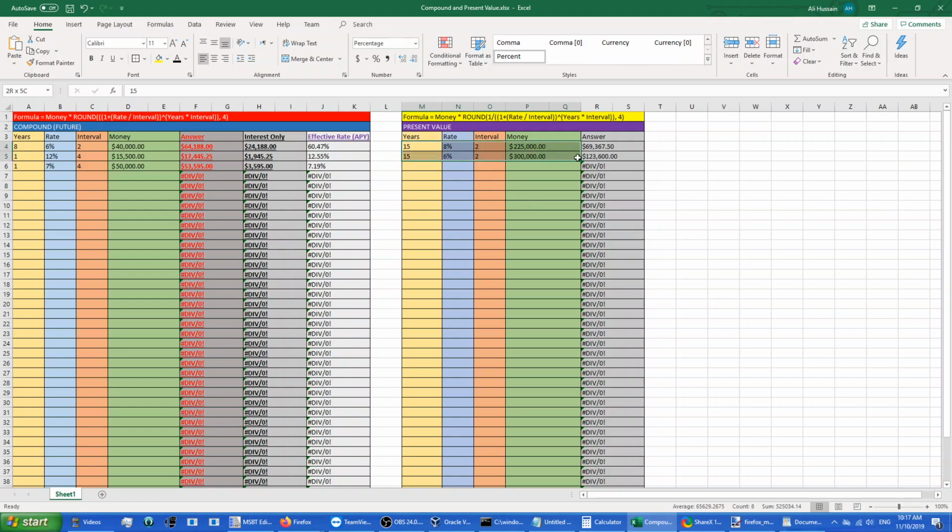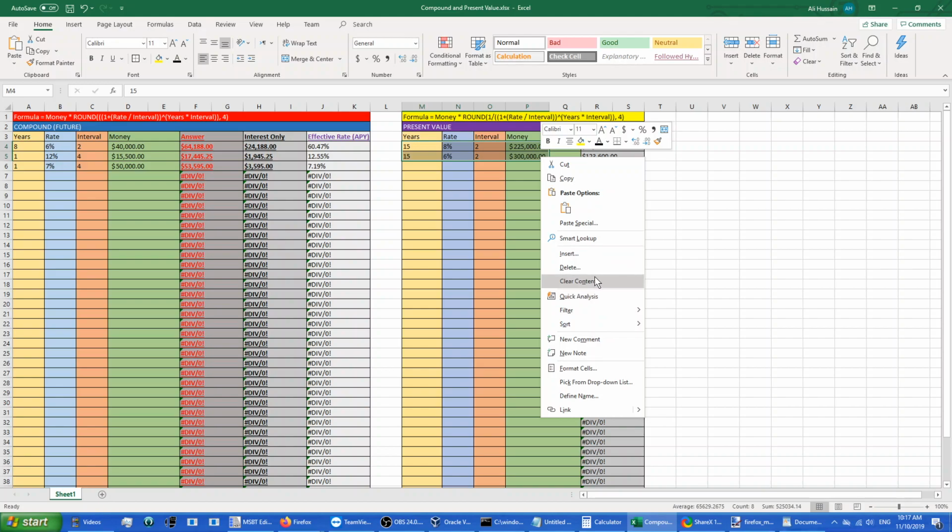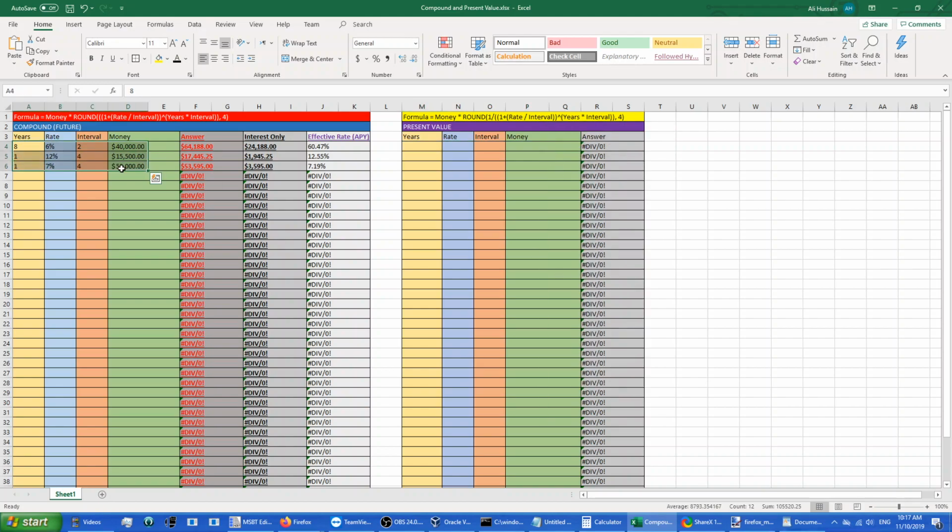That is all. Let me clear these so you guys... Wait, don't clear the thing. Clear contents. And clear contents. These already have the formula inserted in them, so you just plug the numbers in here and it'll work.